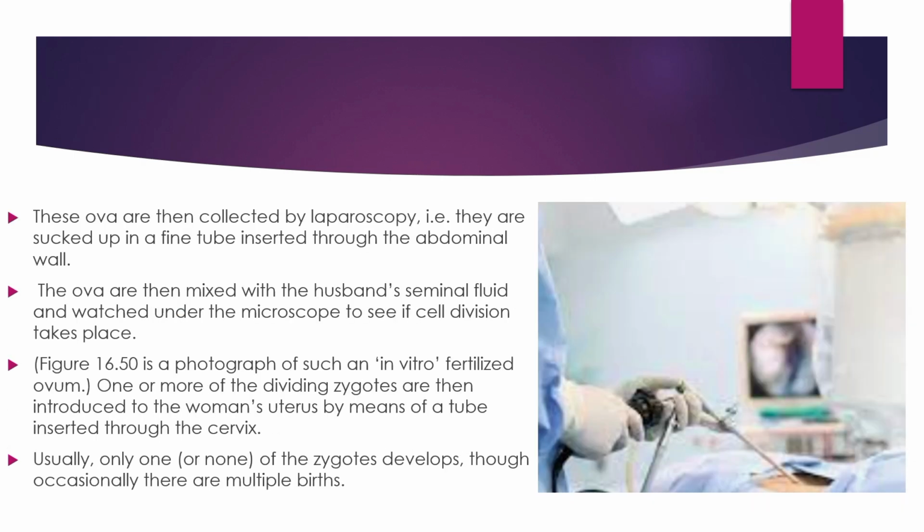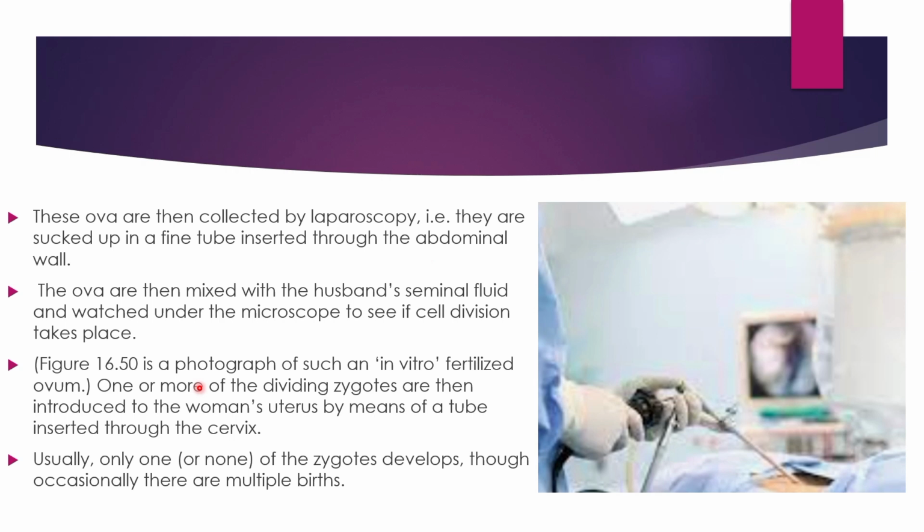These ova are then collected by laparoscopy. It is a method in which we suck the ovum from the oviduct. They are sucked up in a fine tube inserted through the abdominal wall. The ova are then mixed with the husband's seminal fluid. We take a glass tube, put semen and the egg in it and watch under the microscope to see if cell division takes place. If the sperm fertilize the ova, the ova become a zygote and further develop into an embryo by cell division. We see cell division under a microscope.